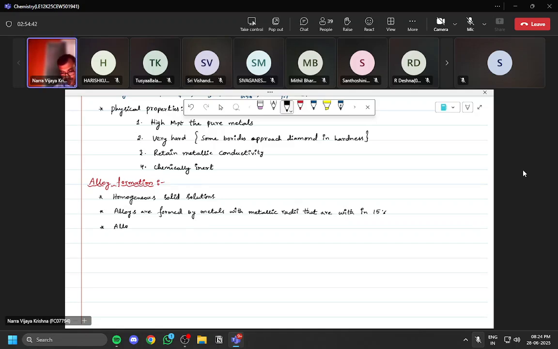Alloys formed by transition metals are very hard. Example, stainless steel, nickel alloy, chrome steel, and so on. So alloys formed by transition elements are hard and have high melting point.